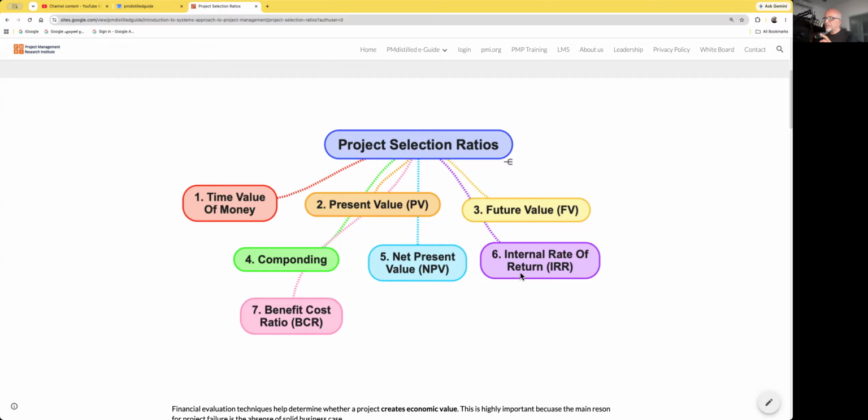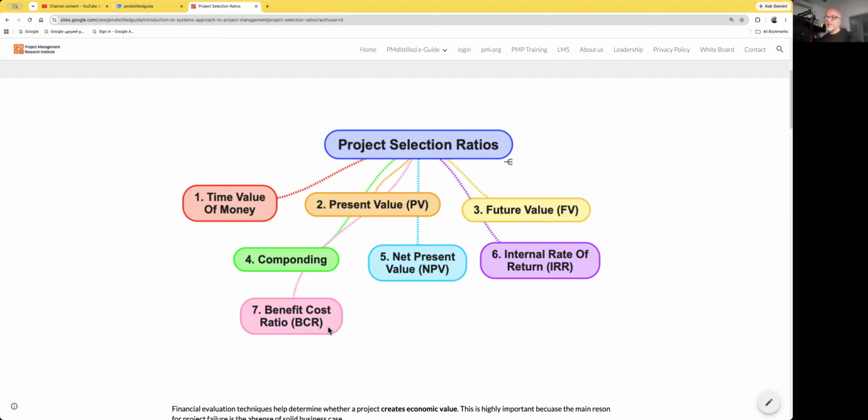Then we have internal rate of return. The rate of return from the project must be equal to or higher than the rate of return the banks would have given me if I had deposited the money in the bank instead of doing the project. We call it as IRR. Again, the higher the IRR of the project, it is the better.